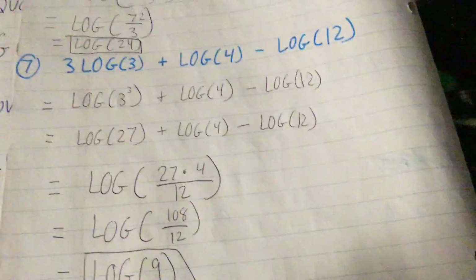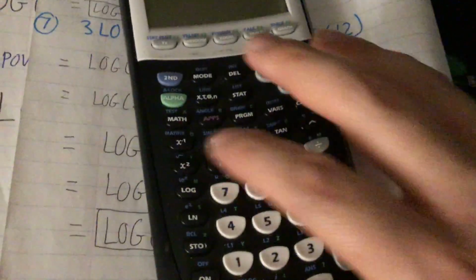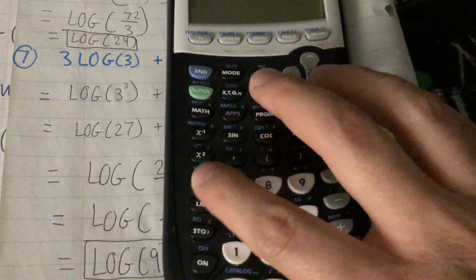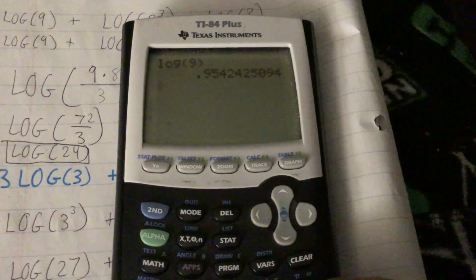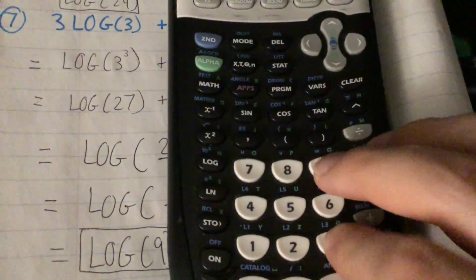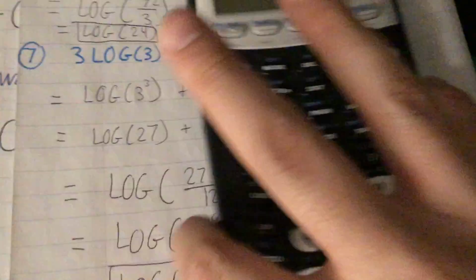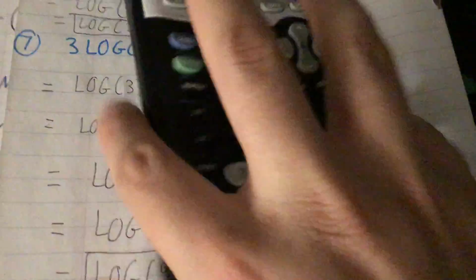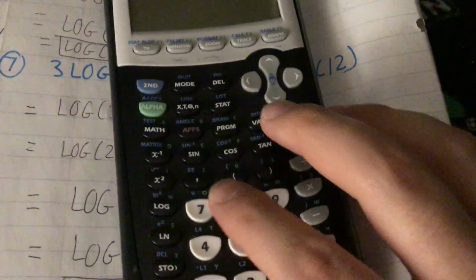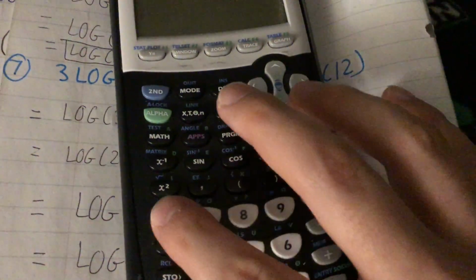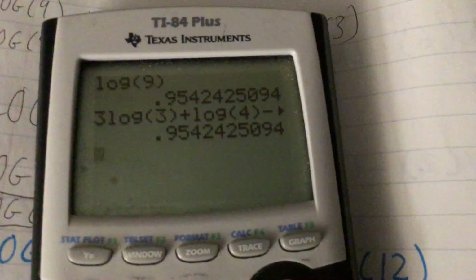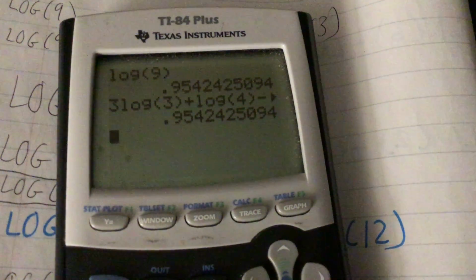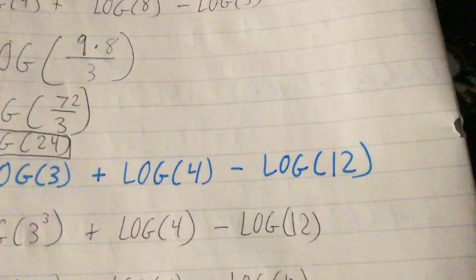And just to check our work, I don't know what log of 9 is, but you know what? I got a calculator. Log of 9 is 0.95424, blah, blah, blah. Let me do 3 log of 3 plus log of 4 minus log of 12. Same exact decimal. Expanding it out versus condensing it all in. All right, now let's do some variables.